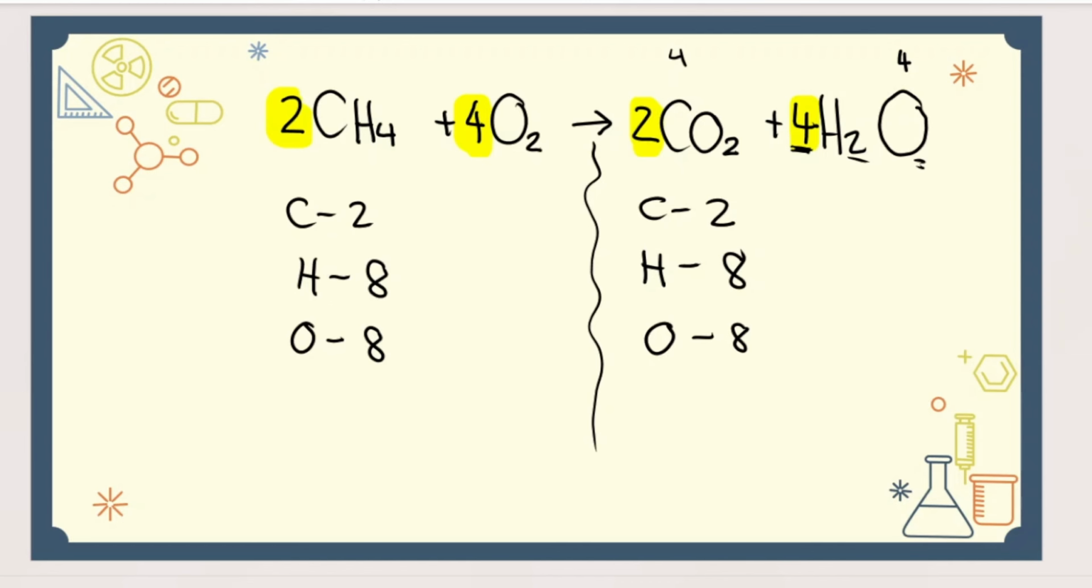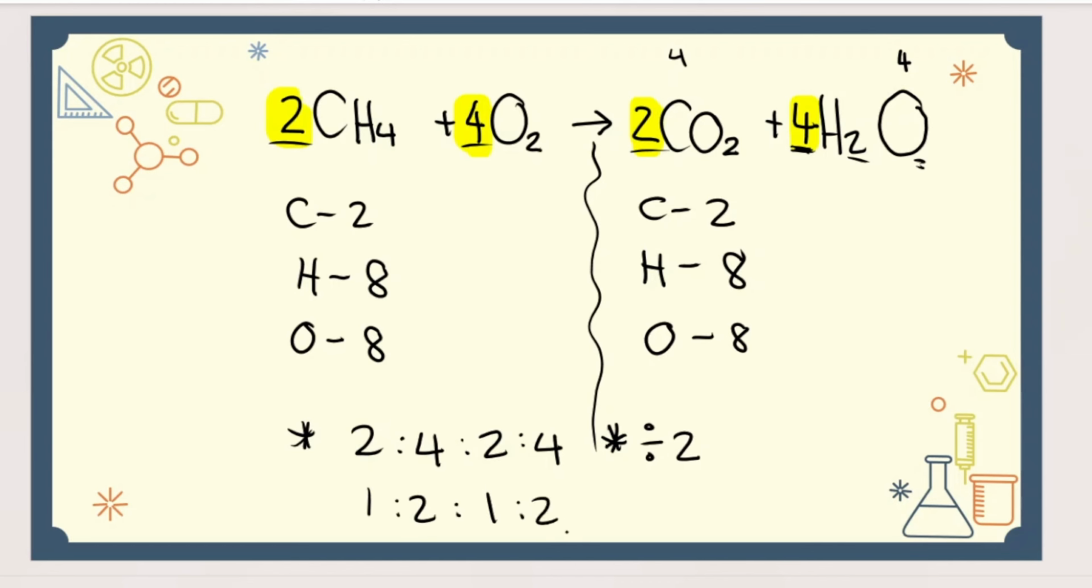But I hope that you guys have noticed the following. Look at the big numbers: 2, 4, 2, 4. Can I not simplify this ratio? Yes, I can divide the entire ratio by 2. So that is 1 to 2 to 1 to 2. So if you're going to balance properly, your final reaction should actually be, instead of a 2 over here, it should be a 1.